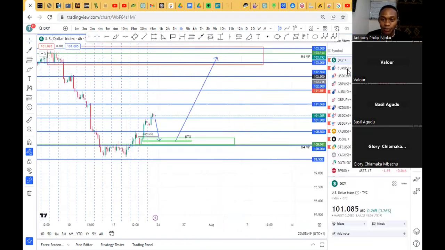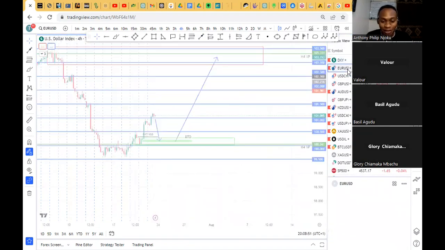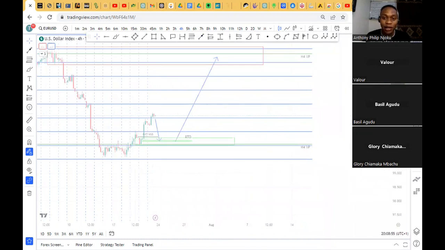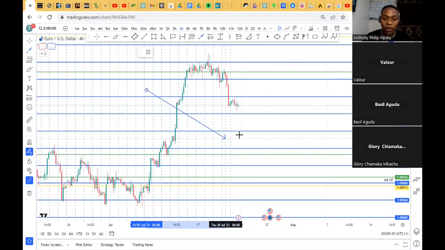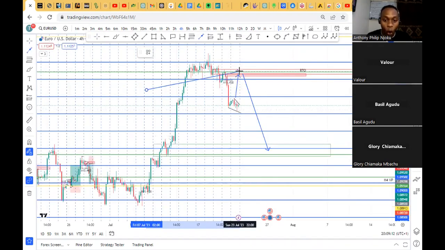In that case, Euro USD. Euro USD is 80% correlated to DXY. What I mean is that if DXY is going down, Euro USD is going up. Like I told you guys, I expect DXY to go down. Euro USD is expected to go up.